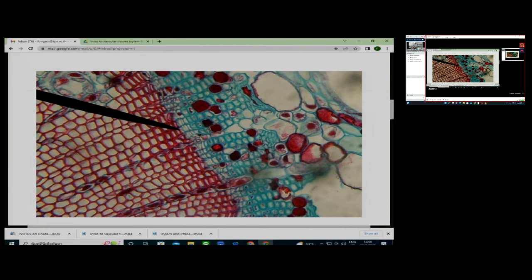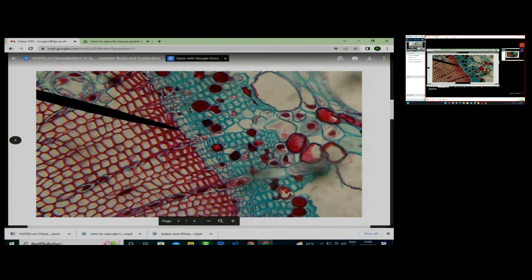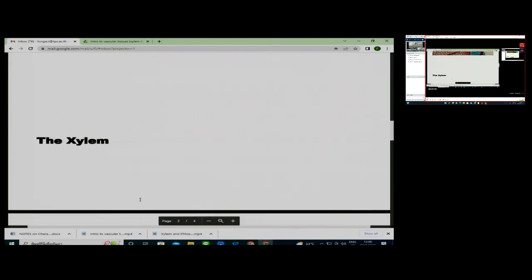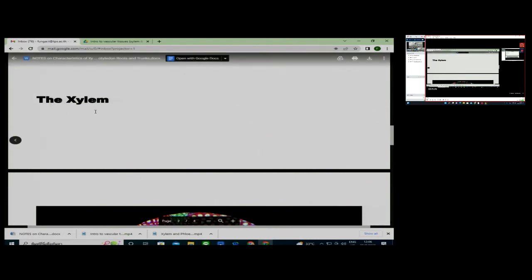Right, so this is what we have for the phloem. You can finish up later. Then we go on to the xylem. Yes, our time is limited. Can we write this, the word xylem?